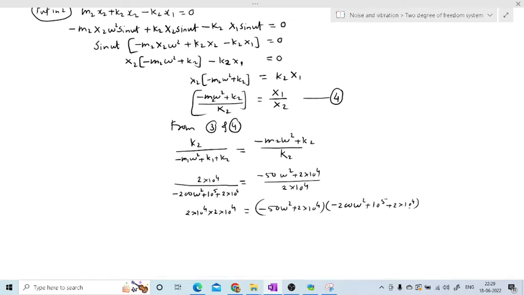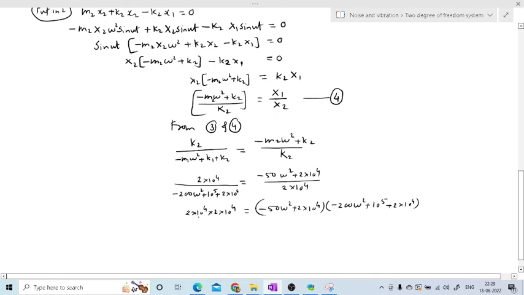Now for solving this equation, this will become 2 into 2, 4 into 10 raised to 8, equal to this side: minus 50 omega square plus 2 into 10 raised to 4, into minus 200 omega square plus, on the calculator solve this one, 2 into 10 raised to 4 plus 10 raised to 5, so this will become 1.2 into 10 raised to 5.